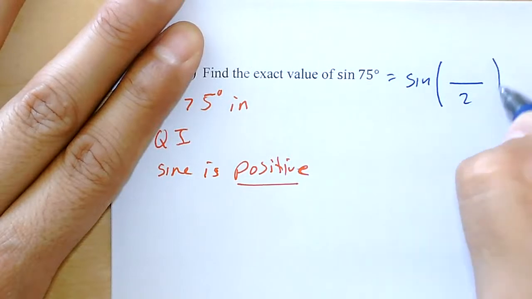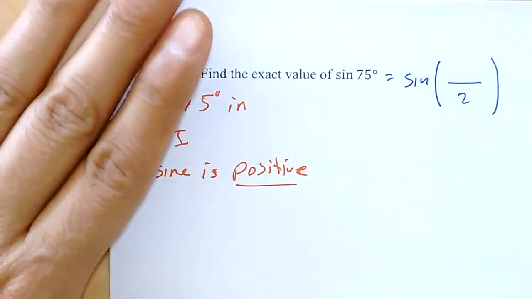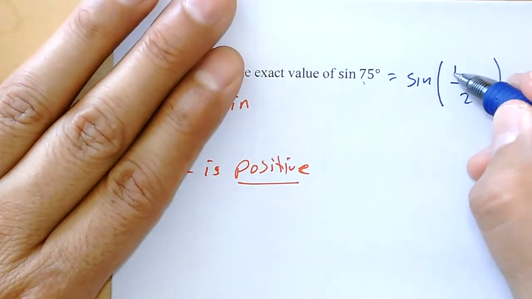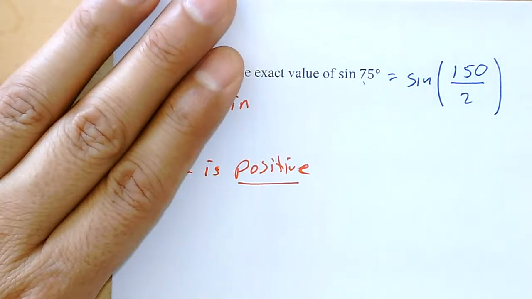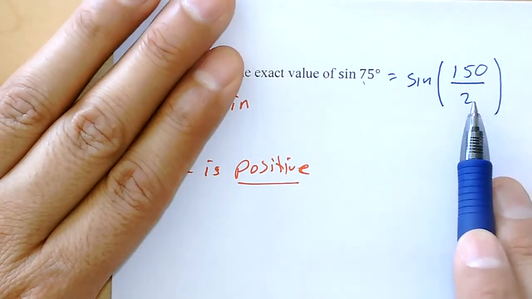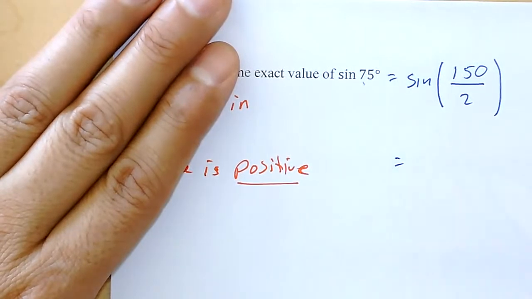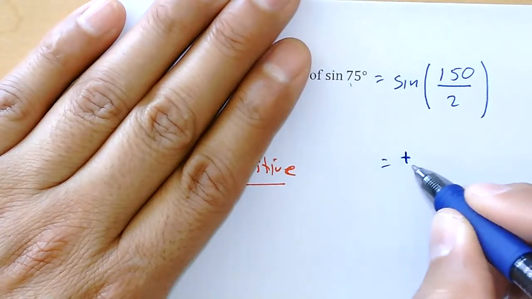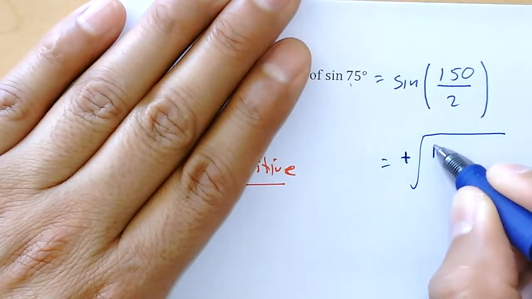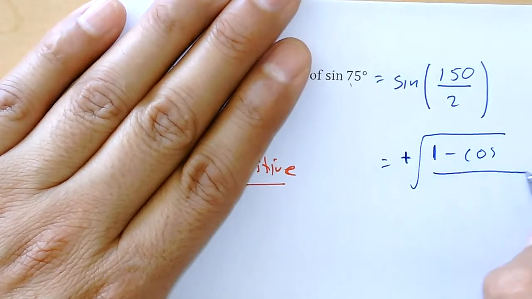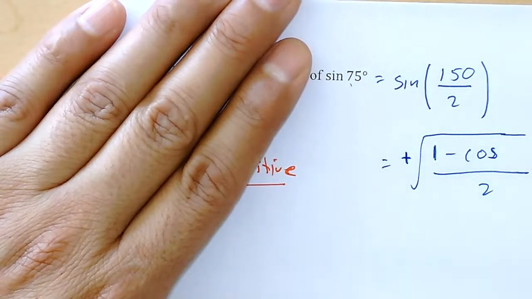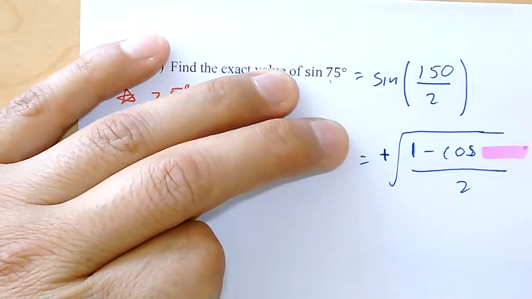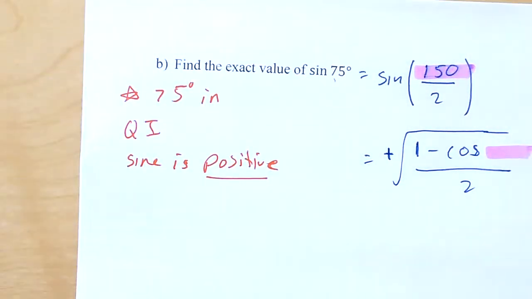I need to figure out a number divided by 2 that will give me 75. So multiply that by 2, it is 150 over 2. And so this is the half angle that I'm going to use, 150 over 2. The sign is plus or minus. I'm using the plus sign. The square root of 1 minus the cosine of theta over 2. And the theta that I use, the angle that I use there, is the angle that I have there, 150.